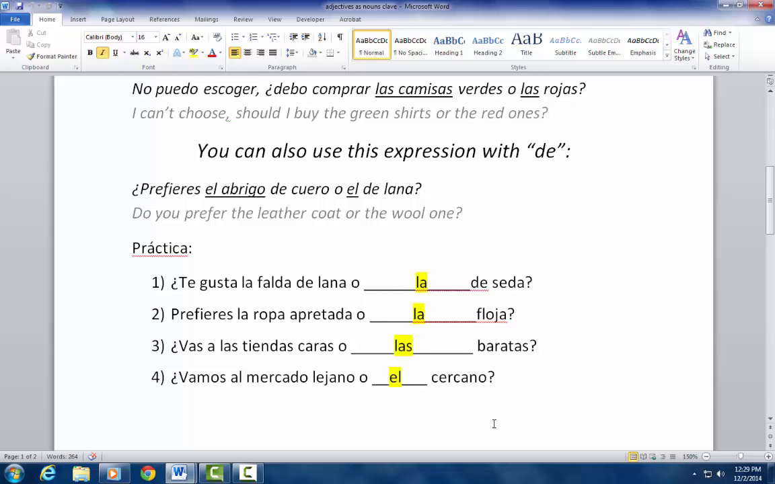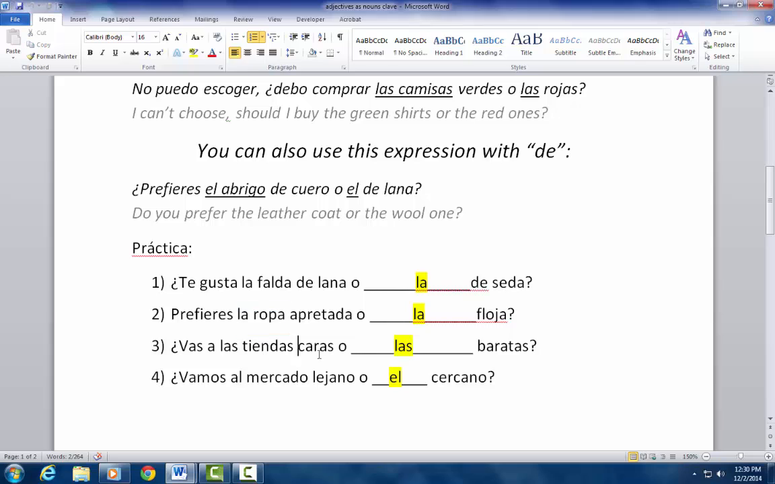¿Te gusta la falda de lana o... And we're going to fill in the blank with la de seda. Why la? Because la relates back to la falda. So we're saying, do you like the wool skirt or the silk one? ¿Prefieres la ropa apretada o la floja? La refers back to la ropa. We're saying, do you prefer tight clothing or loose ones?